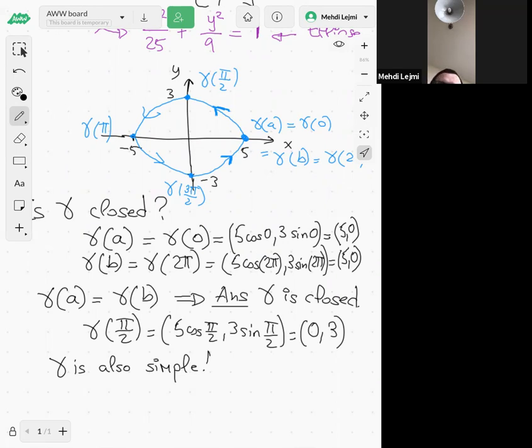So what about the orientation of gamma? The rotation of this ellipse is counterclockwise. So the orientation of gamma is actually counterclockwise.